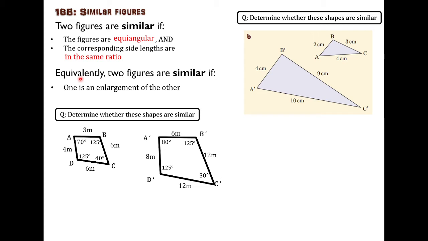This second definition says that another way of proving that things are similar, it's the same as this definition, is that one is an enlargement of the other. So you've scaled up everything in the same ratio.